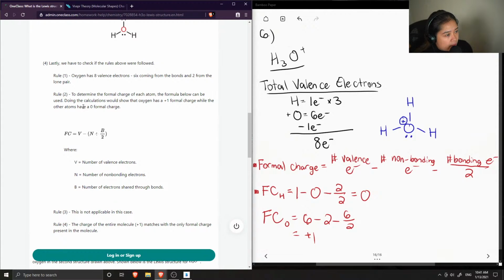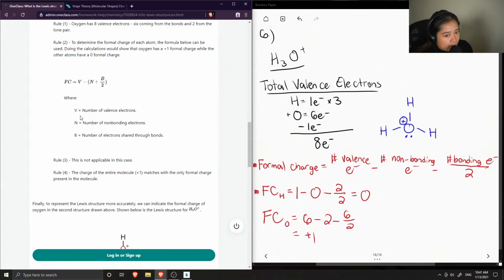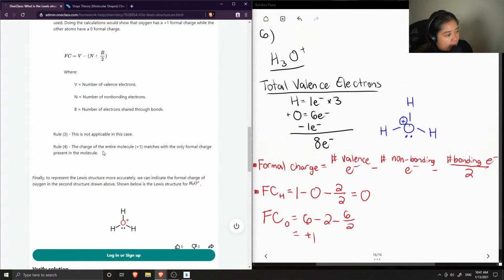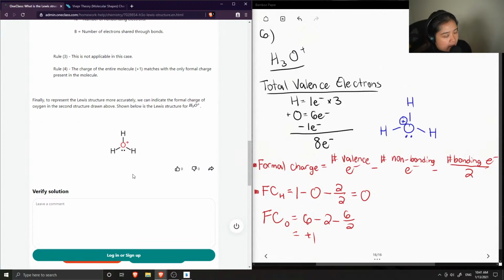Okay, so they just double checked all the rules. And they showed the equation for formal charge. And the charge of the entire molecule matches the formal charge, and they got the same Lewis structure. So this solution is correct.